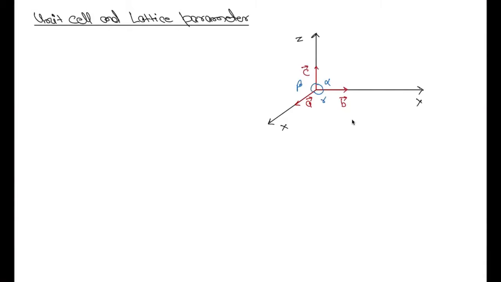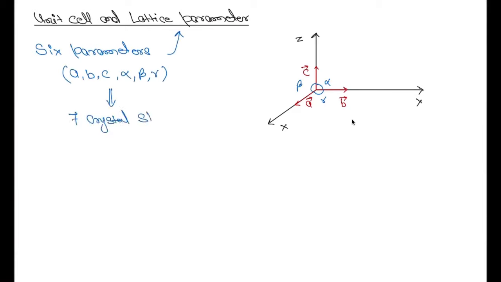So here we have 6 parameters, and this is what we call lattice parameters. That is A, B, C, alpha, beta, and gamma. All these 6 parameters give the lattice parameters. And this gives rise to 7 crystal systems, and these 7 crystal systems will give rise to 14 Bravais lattices.